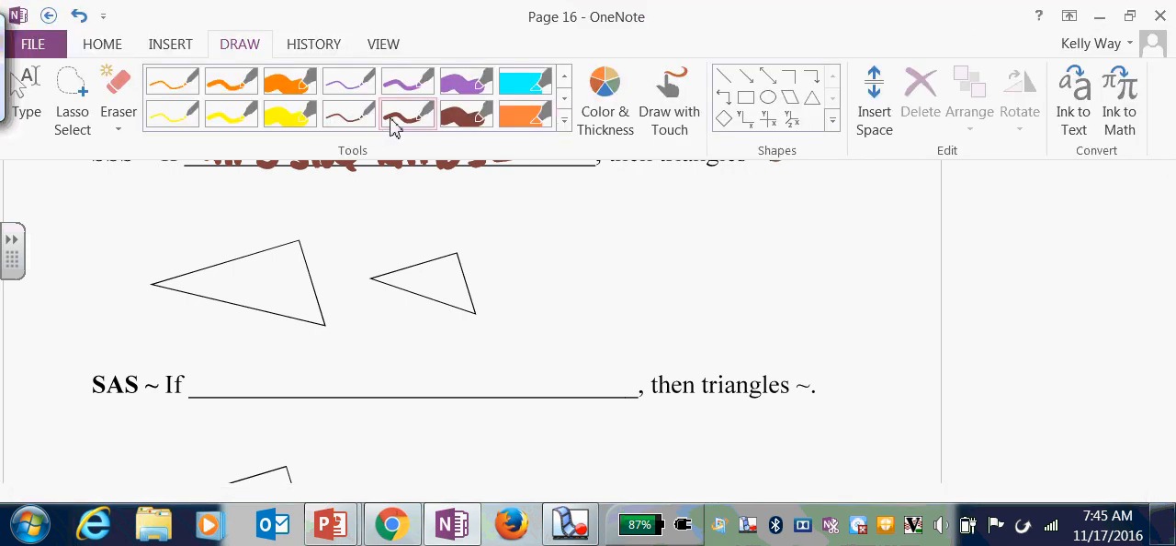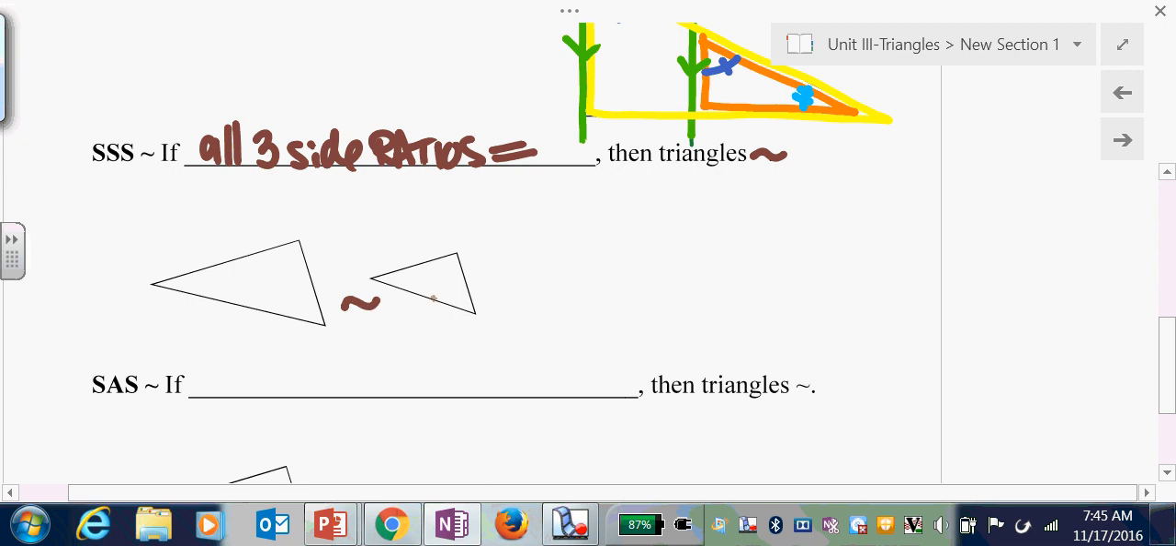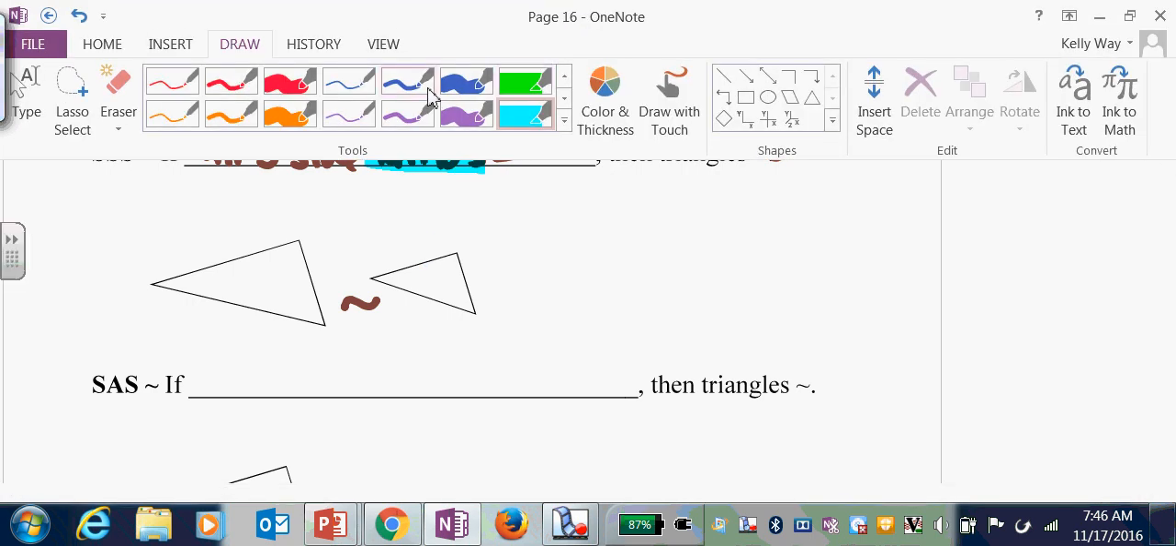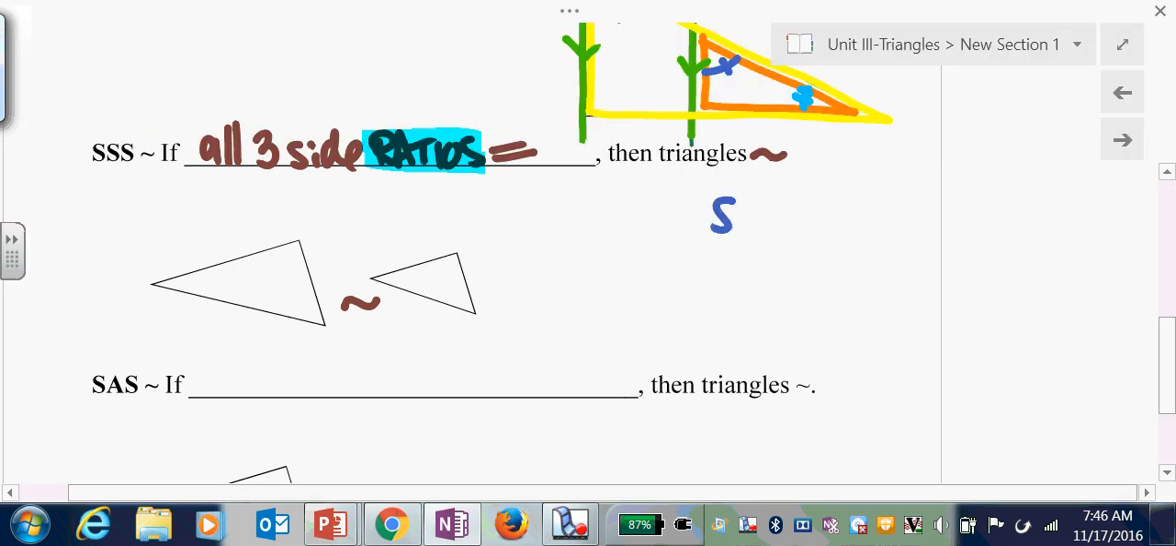If all three side ratios are equal, notice it's the ratios that are equal, not the physical sides themselves, then the triangles are similar. And we call this side, side, side similarity.